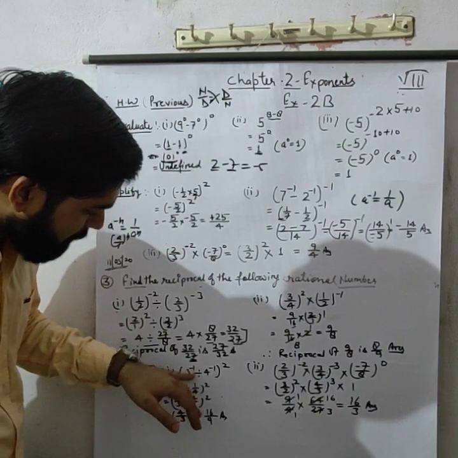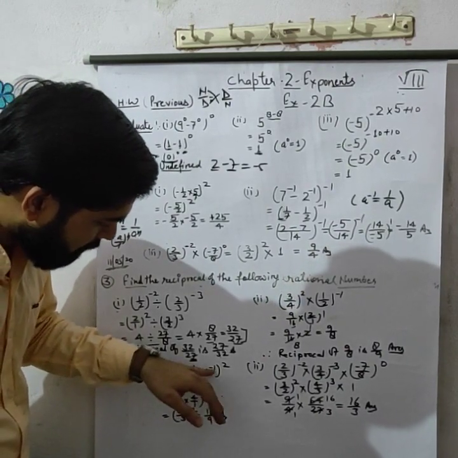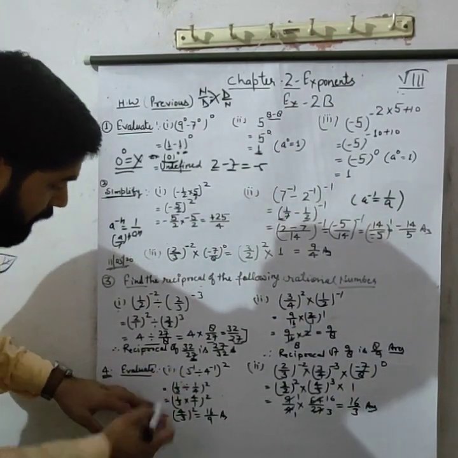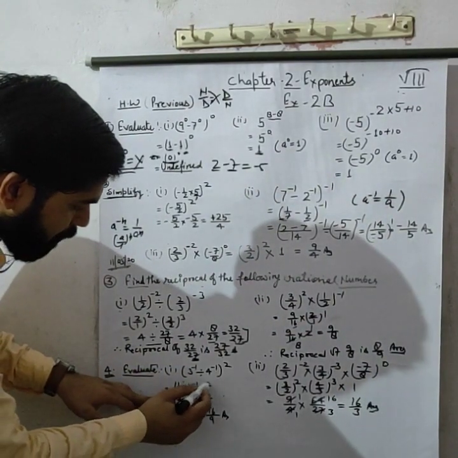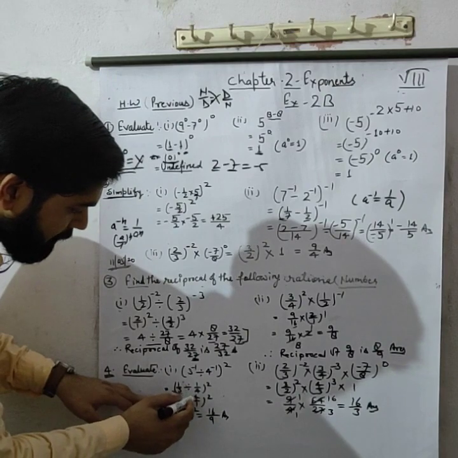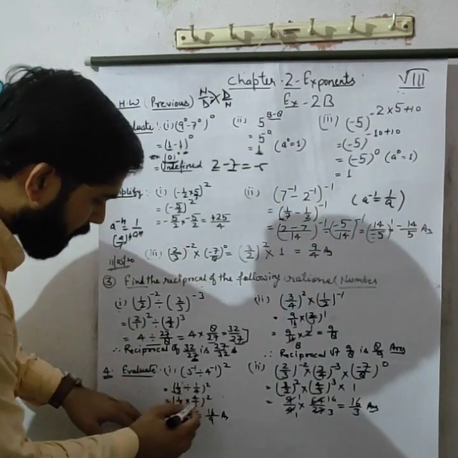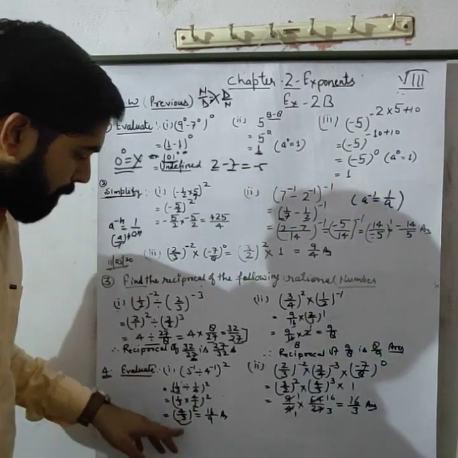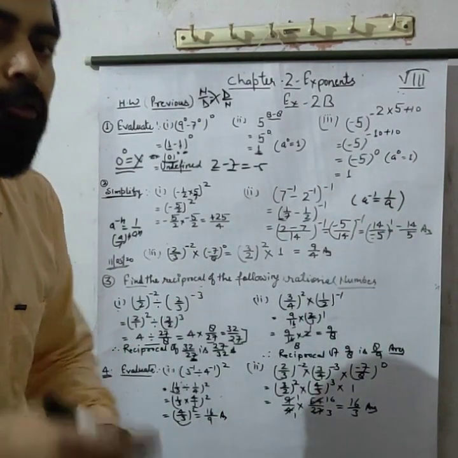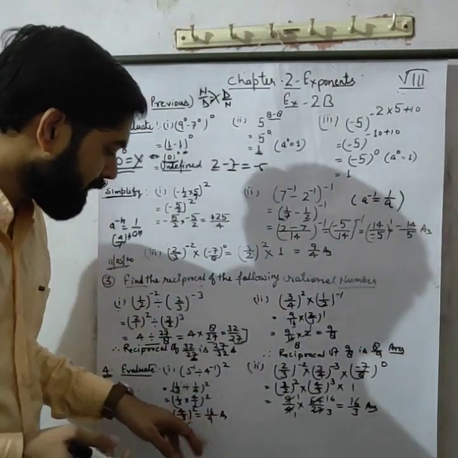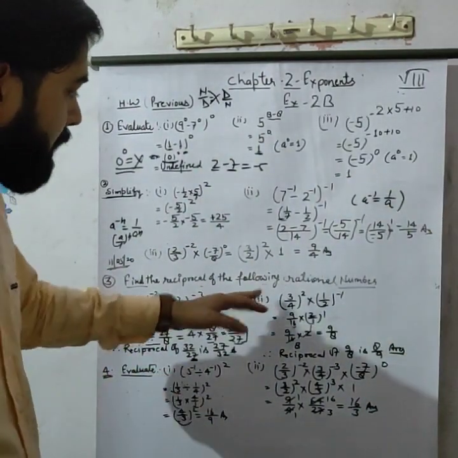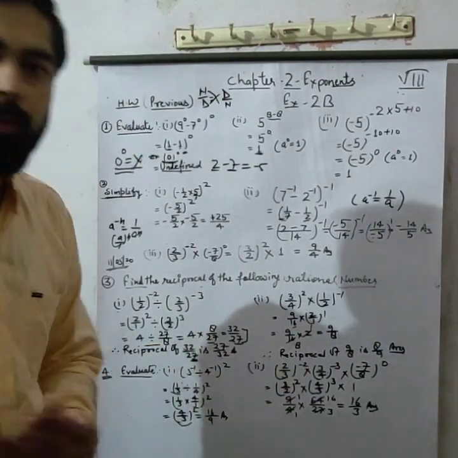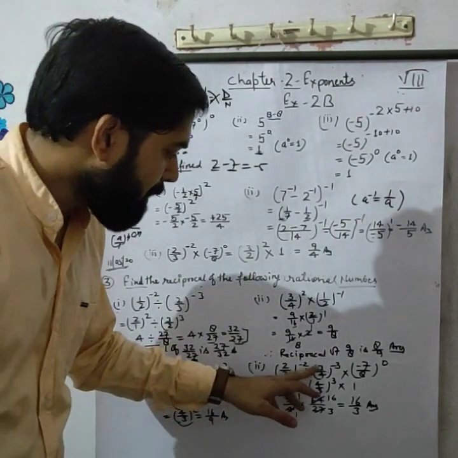So (3 raised to power minus 1 divided by 4 raised to power minus 1) whole power 2. So you know how we can write it: (1 upon 3 divided by 1 upon 4) raised to power 2. So 1 upon 3, this is division. In division, it becomes 4 upon 1, then (4 upon 3) raised to power 2, and then what is the answer? (4 upon 3) raised to power 2 means 4 upon 3 multiplied 2 times, and then we get 16 upon 9.